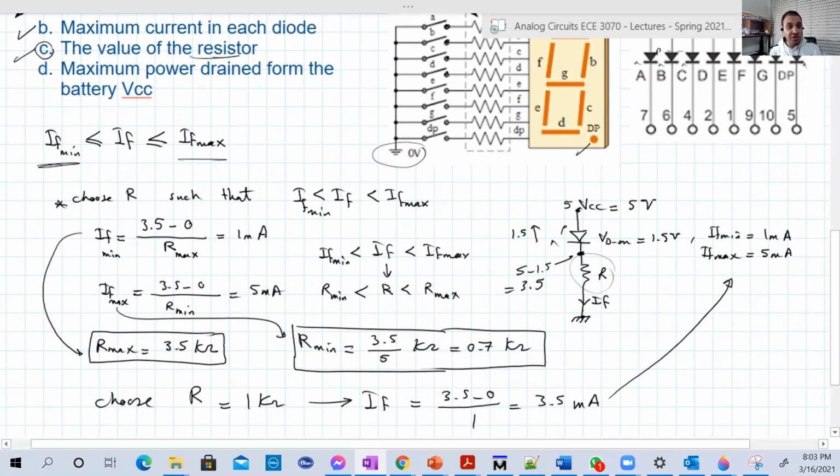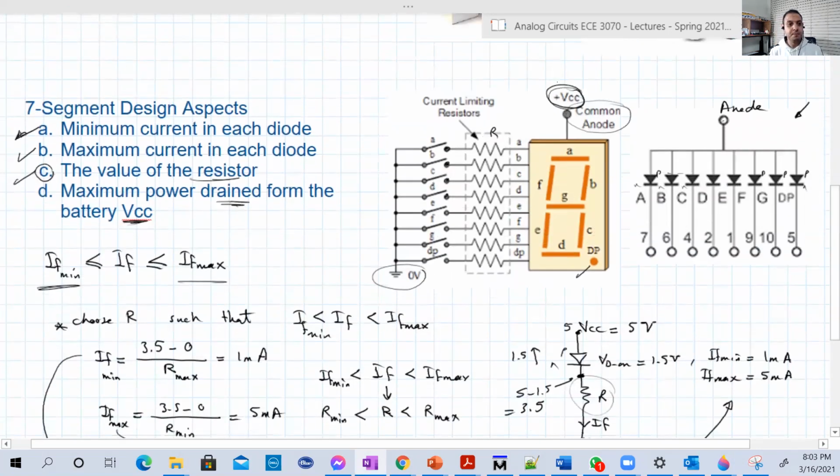The final aspect of the design here is the maximum power drained from the battery, VCC. So you have here a battery, and we said that we need enough current so we can clearly see the light out of this LED. Usually this current is high, so that will drain your battery faster, and this is a practical problem. It happened for me myself. So we need also to determine the maximum power.